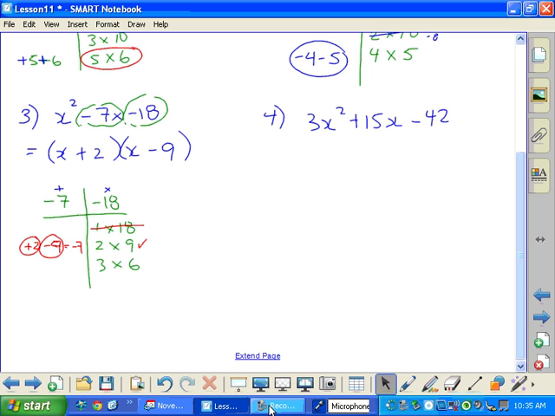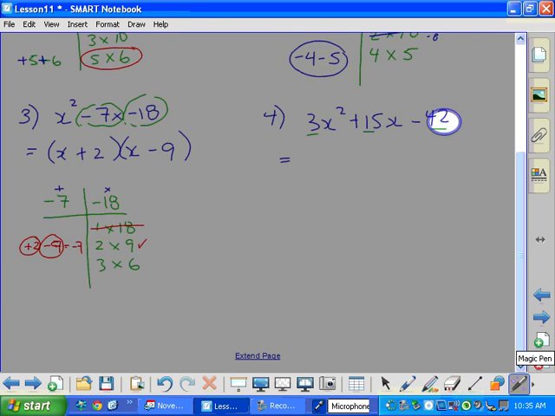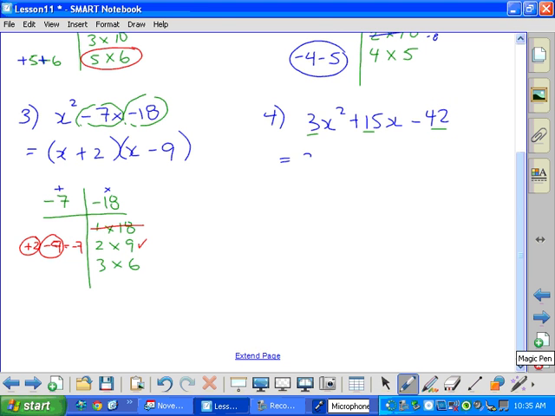So I look at the numbers. 3, 15, 42. Is there a number that will divide into each of those? And the answer is yes, a 3. There's not an x term in each term. Okay, that last term has no x, so x is not common. So I'm going to pull a 3 out. So I'm left with x squared plus 5x minus 14. So there we go. So it's a common factoring question first.